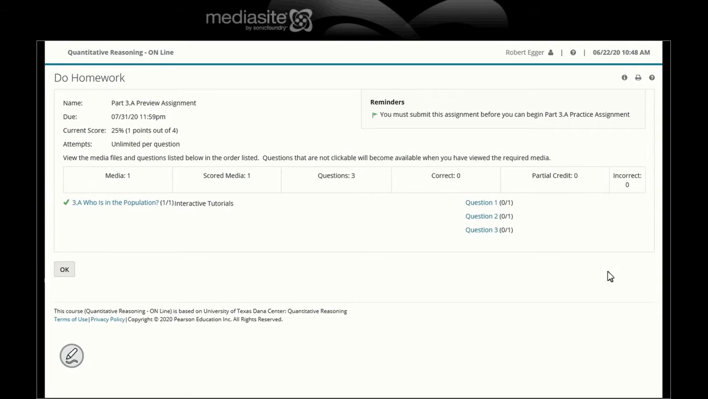Okay, we finished up the interactive tutorial for who is in the population. Now let's go look at the questions. Again, there's these questions that are banks. They usually have two choices to them, so if you don't get it the first time, you can always do it the second time. And so let's go through and look at some of them.